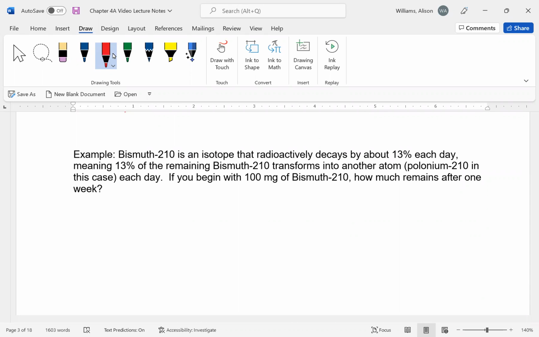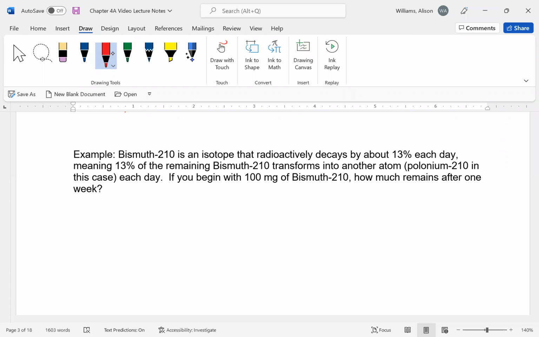Bismuth 210, I have no idea if it's pronounced bismuth, we're just going to pretend it is. Bismuth 210 is an isotope that radioactively decays by about 13% each day. Wow, that's rapid. Meaning 13% of the remaining bismuth 210 transforms into another atom, which is polonium 210 in this case, each day. If you begin with 100 milligrams of bismuth 210, how much remains after 1 week? What we're really measuring is how much of the bismuth 210 remains after that period of time.